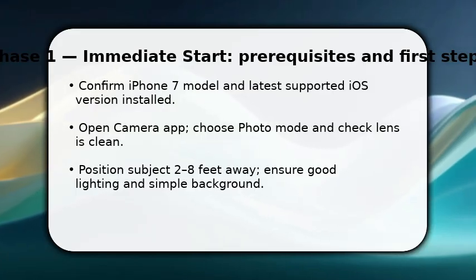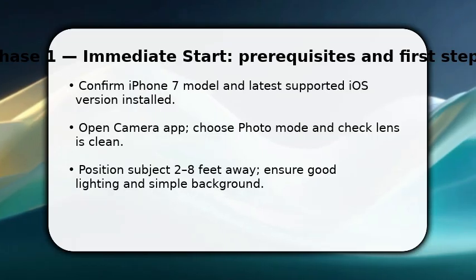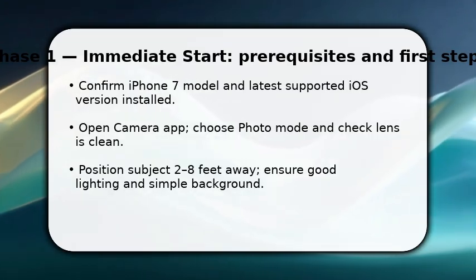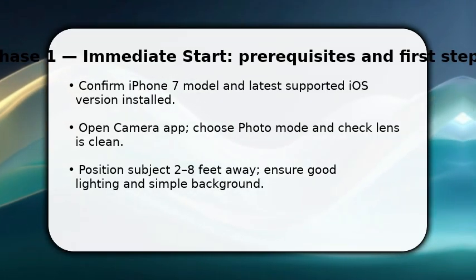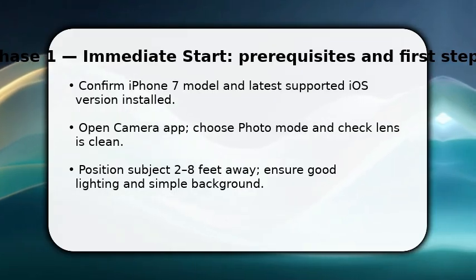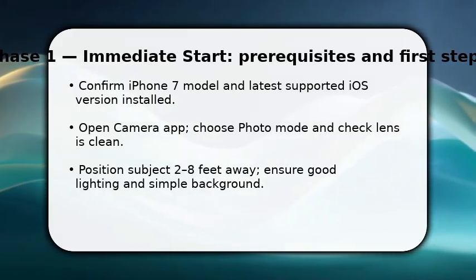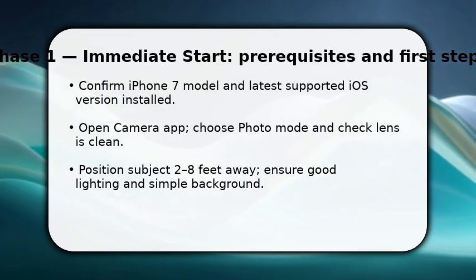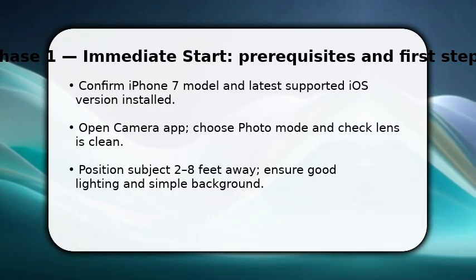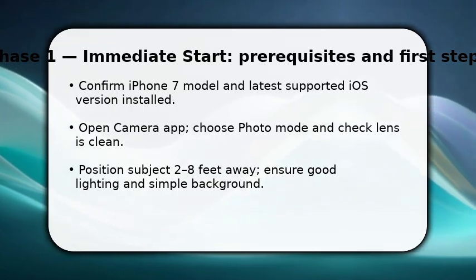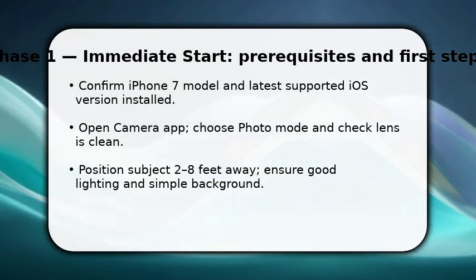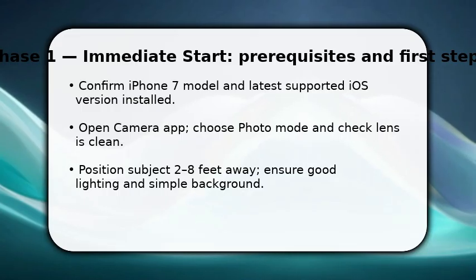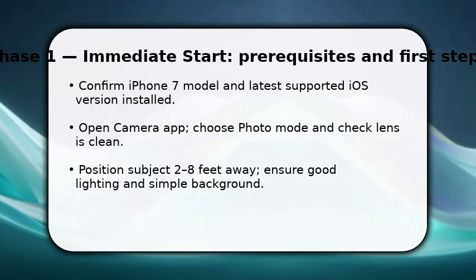You start now, check your iPhone 7 model and update iOS if possible, because software determines available features. Once done, open the camera app and pick photo mode. Portrait mode is not a separate app on iPhone 7. Make sure the rear lens is clean and that you stand 2 to 8 feet from your subject. Good lighting and a simple background help the camera detect depth. That's why preparation here speeds up success.